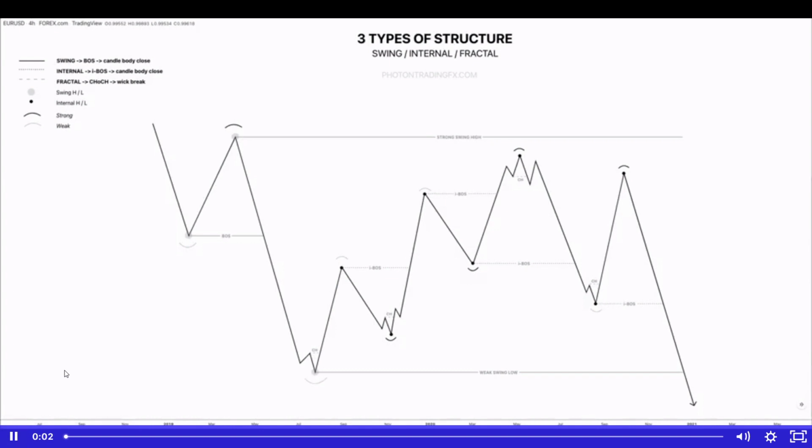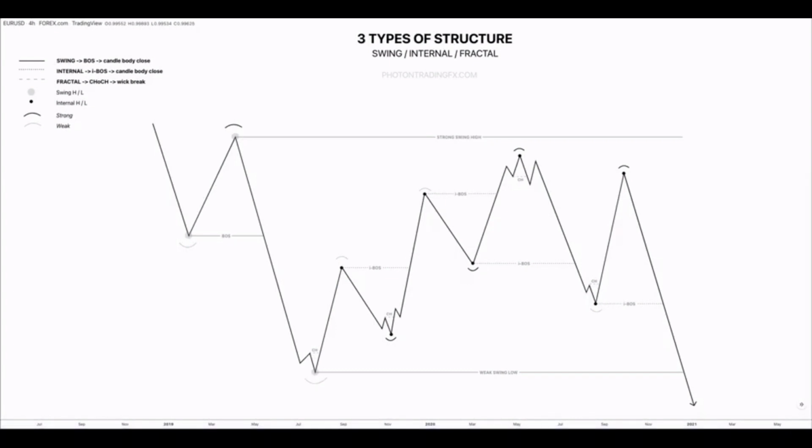So now we are going to revisit the three types of structure, which hopefully you already saw in that introduction towards the start of the module, where we spoke about the three types of structure that we're going to use: swing structure, internal structure, and fractal structure.